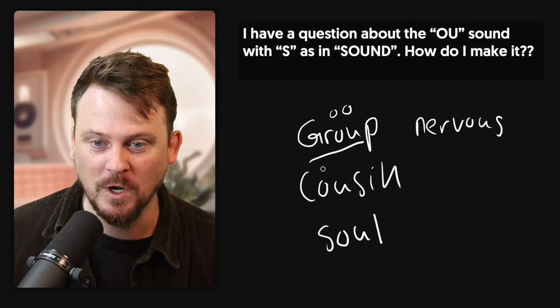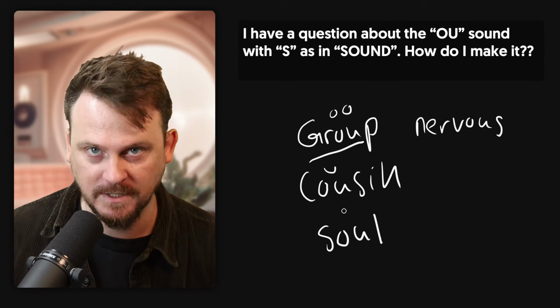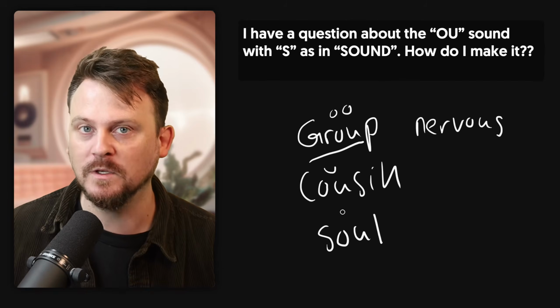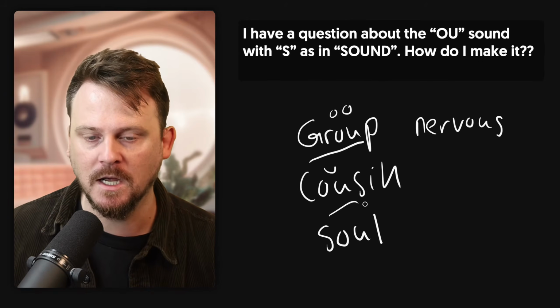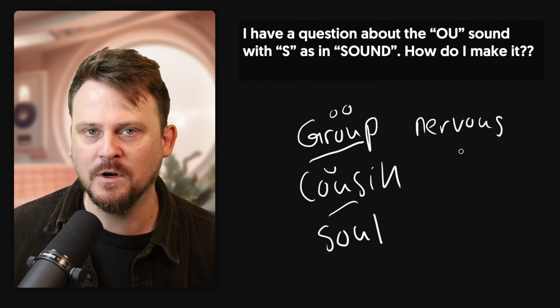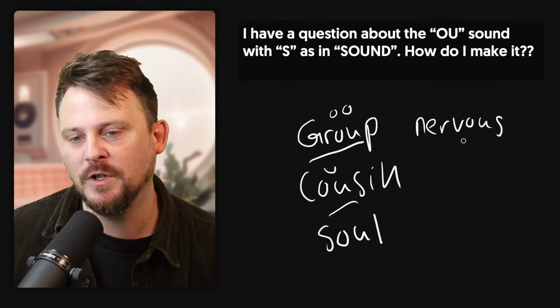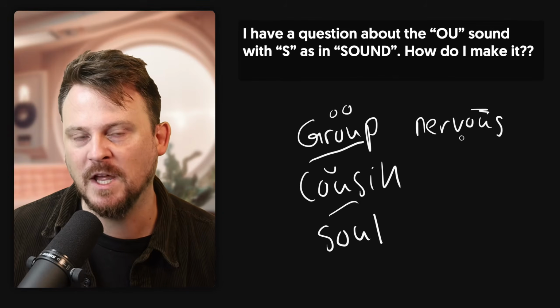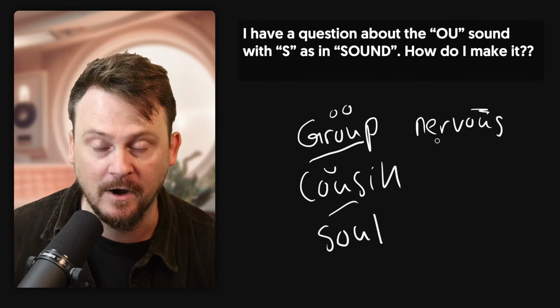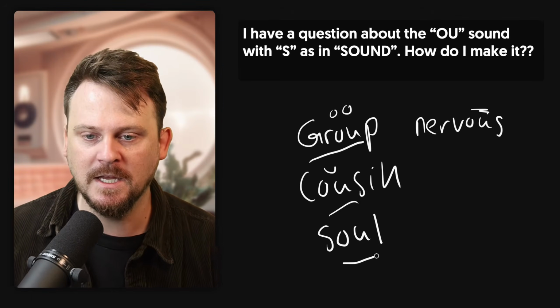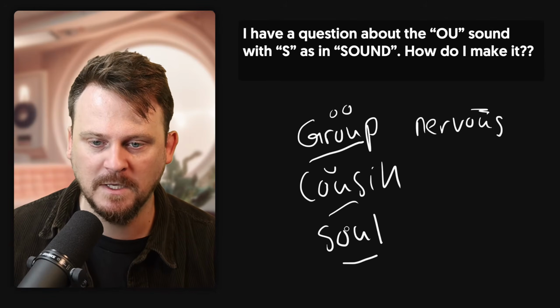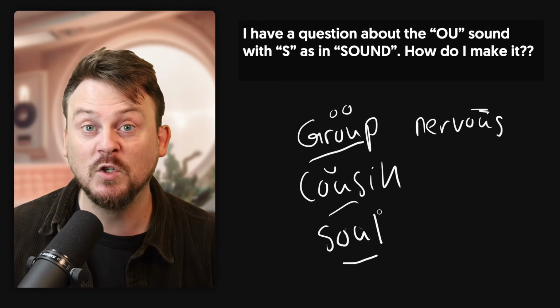And this one is the short U sound. It's not cousin, it's cousin. Short U, same as southern. This one is nervous. It's actually the same sound as well, but this is called the schwa sound. It's not stressed, so it's almost not even there. And then this one is completely different. This is meant to be an OUL, right? This is soul.